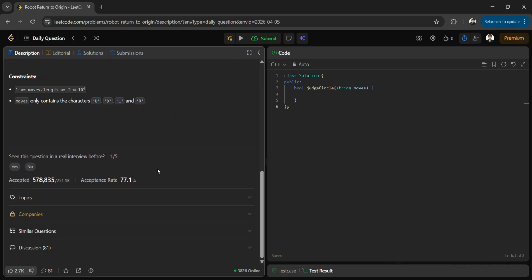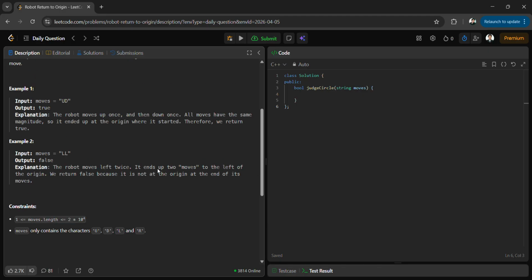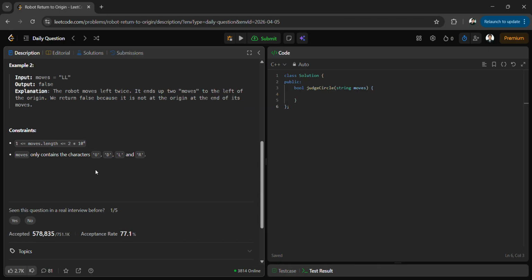But before that, I'd like to also discuss the constraints. The length of moves must be greater than or equal to 1 and less than or equal to 2 multiplied by 10 to the power 4. And moves only contains the characters U, D, L, R, that means everything is in uppercase, nothing is in lowercase.